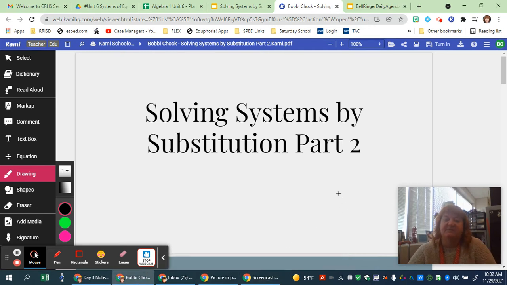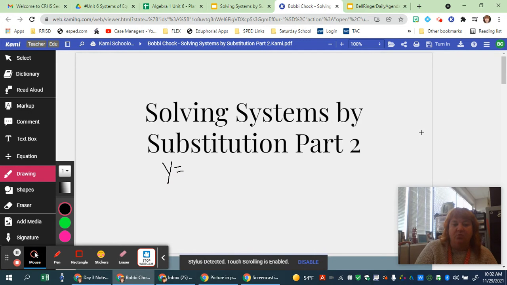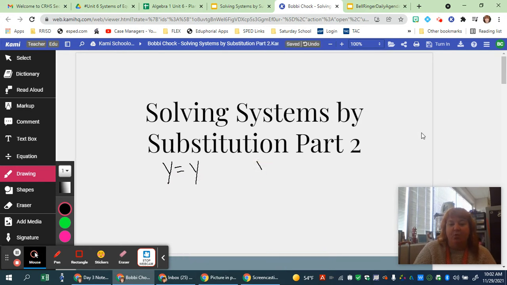Okay, solving systems by substitution part 2. If you remember, we did part 1, and in part 1 we did what we call the y equals y method. So if we have y equals 2x plus 1 and y equals 3x minus 7, y equals y, we can set those equal to each other. So this is just a quick review of what we've already done.